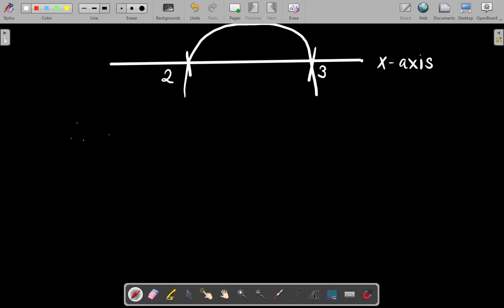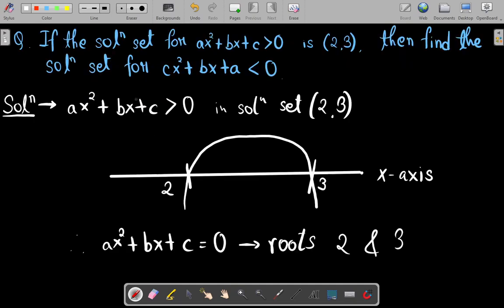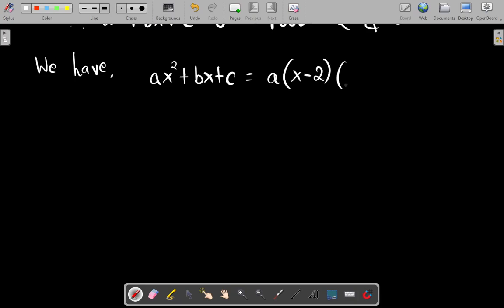So this implies that if we take the equation ax square plus bx plus c equal to 0, this must have roots 2 and 3, right? So if these are the roots, only then will the expression be positive inside this interval. Okay, in the open interval 2 to 3, the expression is positive. It is above the x-axis, right? So if this is the case, then we have this ax square plus bx plus c is the same as a times x minus 2 times x minus 3, right? We can factorize this in the similar manner.